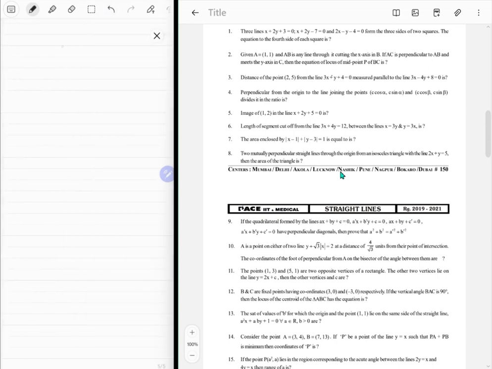Okay, question number 9. If the quadrilateral formed by these lines have perpendicular diagonals, okay, prove that this condition is true. What are these sides? ax plus by plus c equal to 0, a dash x plus b dash y plus c. Oh, the same constant, huh? Same constant.